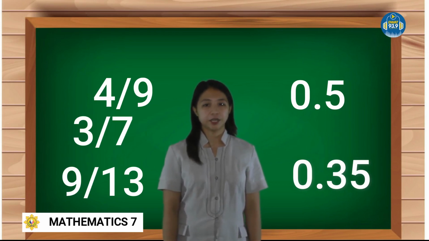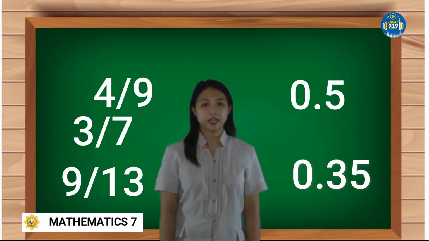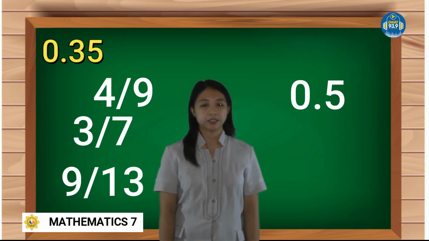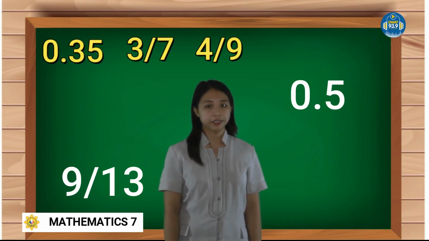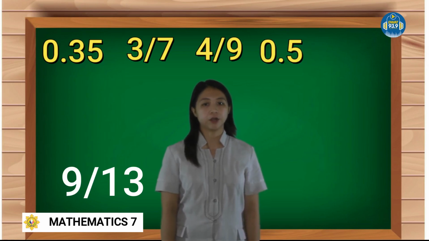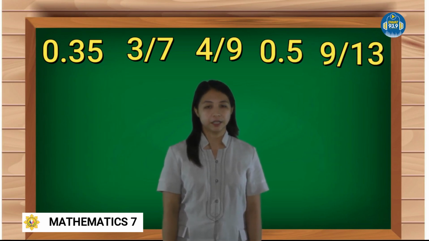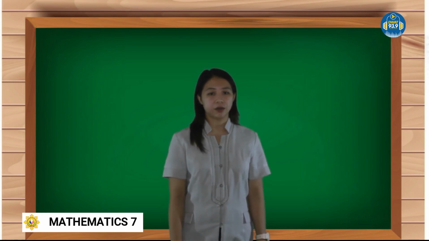If we arrange the rational numbers from least to greatest, the answer is 0.35, 3 over 7, 4 over 9, 0.5, 9 over 13. That is correct. How did you go about the problem? Yes, you realize that the only way the numbers can be compared is by making the numbers either all fractions or all decimals. So how do we express rational numbers from fractional form to decimal form and vice versa?